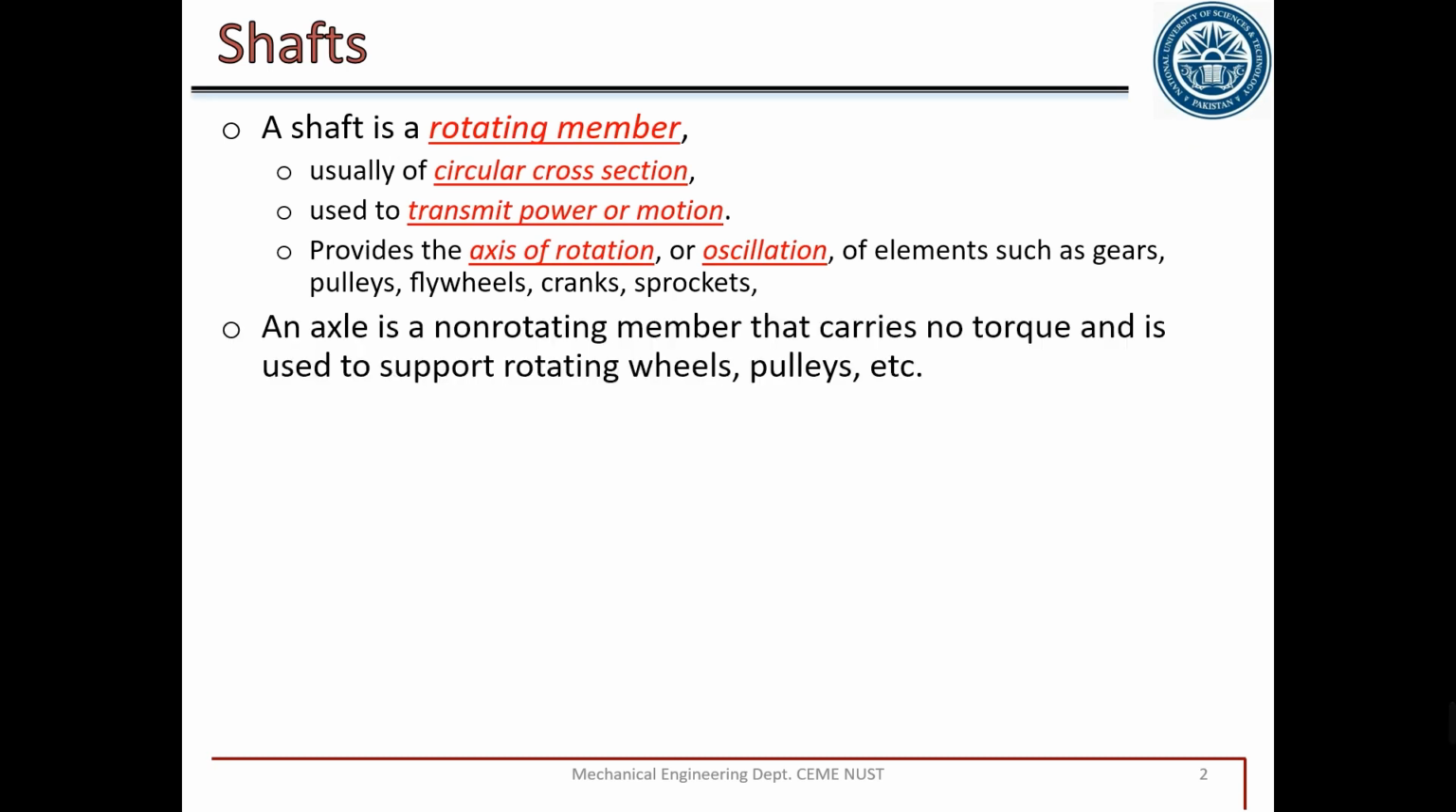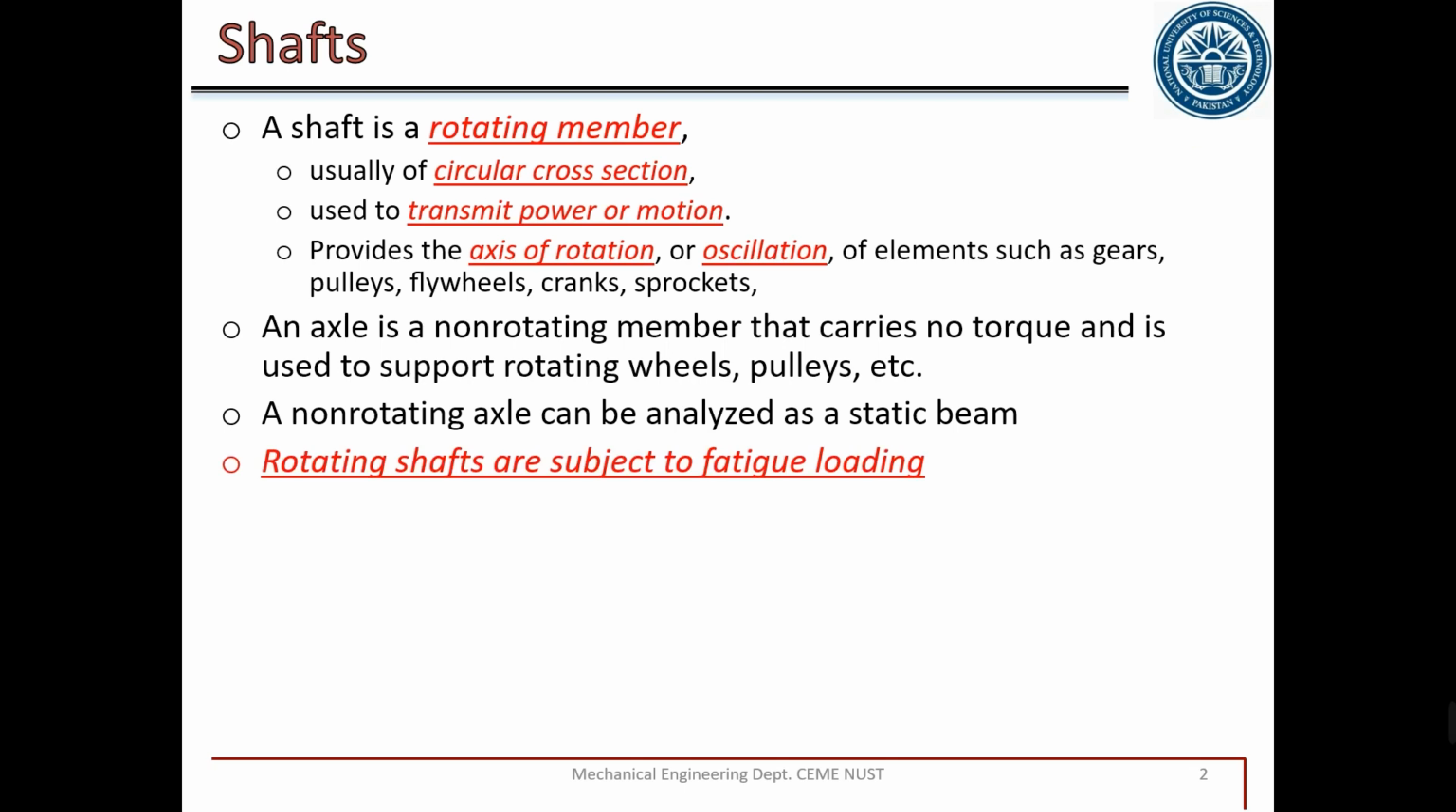Some of you might confuse shaft with axle. Axle is also a circular element, but it is not rotating. It is a fixed element, like in case of motorbikes or in case of cycles. The central rod is an axle, not shaft. If the bar is non-rotating, we can just study with axial loading, simple static beam with transverse loading.